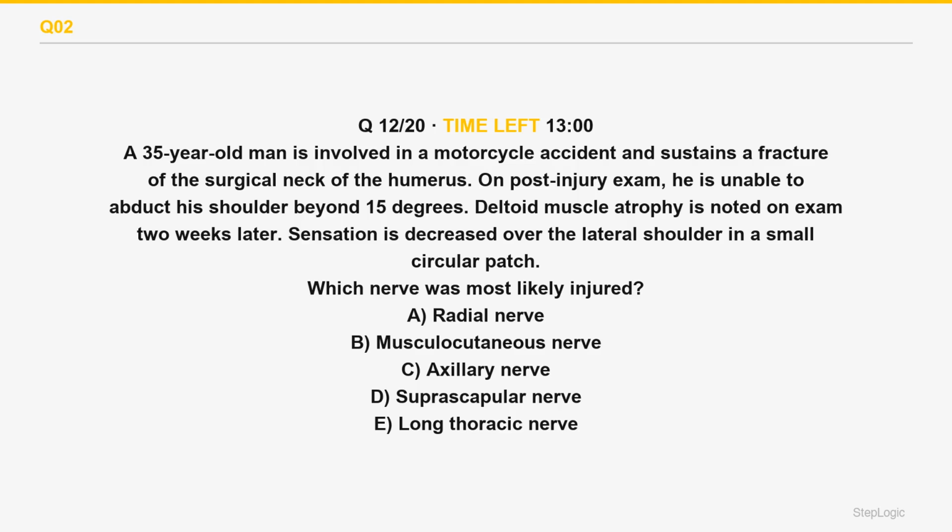Read the command. Which nerve was injured? Surgical neck of humerus fracture, deltoid atrophy, inability to abduct beyond 15 degrees, sensory loss over lateral shoulder. Axillary nerve territory.